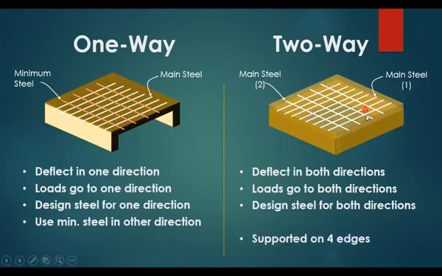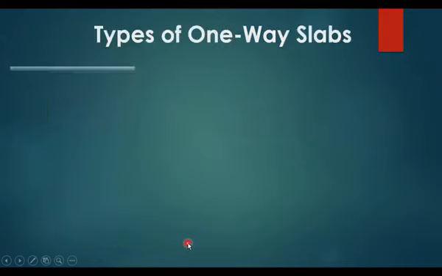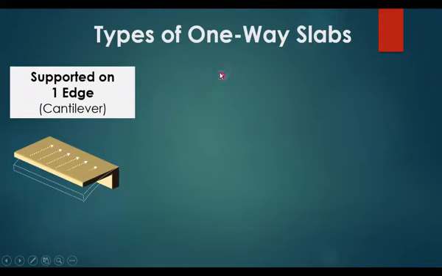All two-way slabs should be supported on 4 edges. However, one-way slabs could be supported on one edge or 2 or 4 edges, as we can see now. Types of one-way slabs based on the supports.